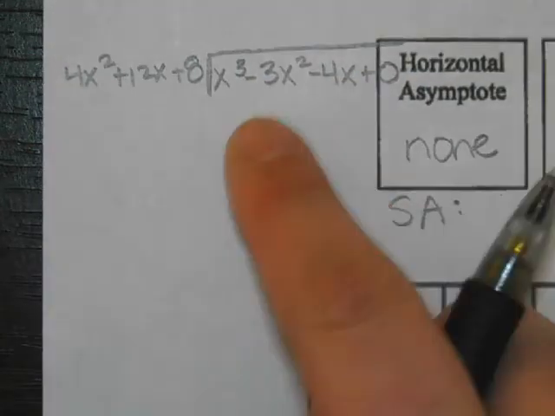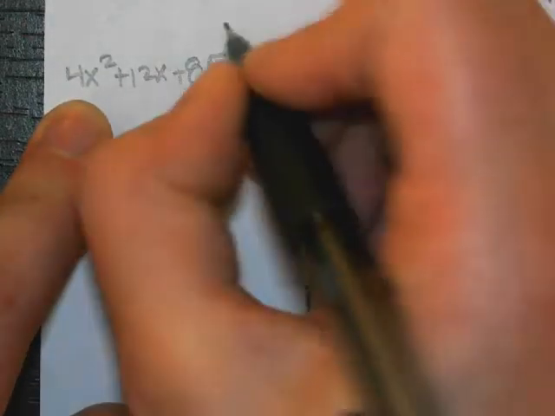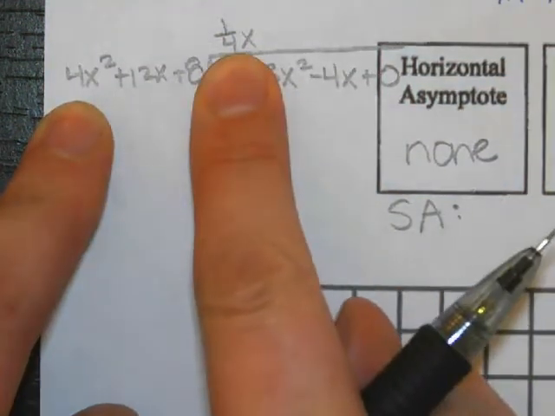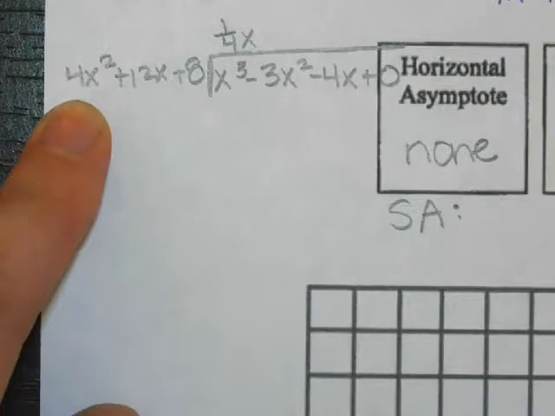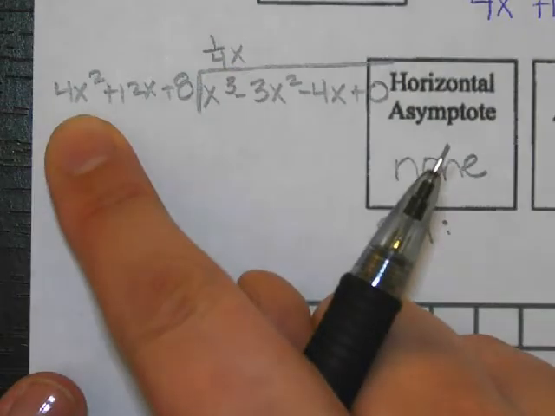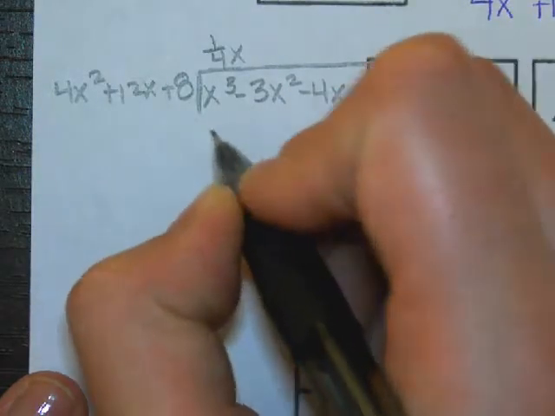Okay, so 4x squared needs to multiply by what? 1/4 x. So we're getting rid of the 4, but we want a 1. All right, 1/4 x times 4x squared is x to the third.